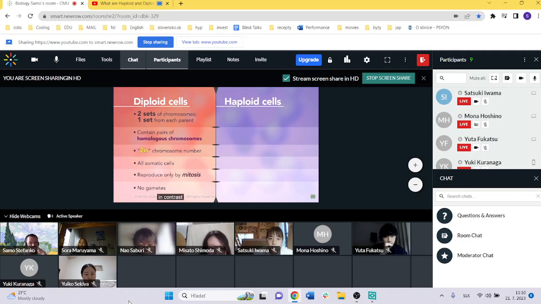In contrast, gamete cells, which are always haploid, have only one set of chromosomes, which is half the diploid number. Since there's only one set of chromosomes, there are no homologous pairs. The haploid chromosome number is written as N. All gametes are haploid. And haploid gametes form from diploid cells through meiosis, never through mitosis.